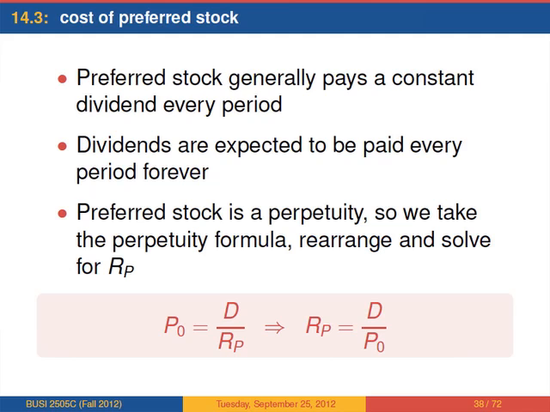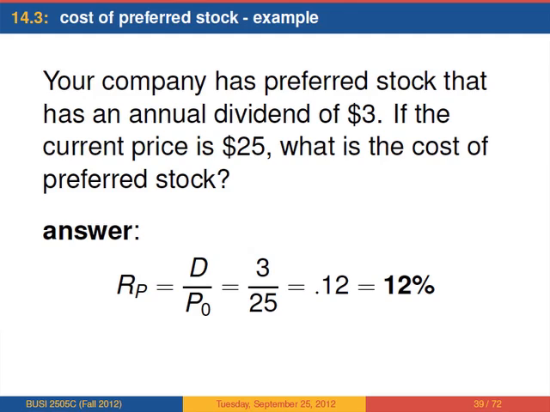Cost of preferred stock is just a matter of the dividend divided by the price. So here's an example. If the dividend is $3 and the current price is 25, then that means the current yield on the preferred share is 12%.